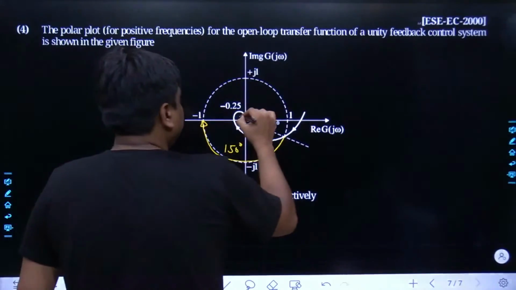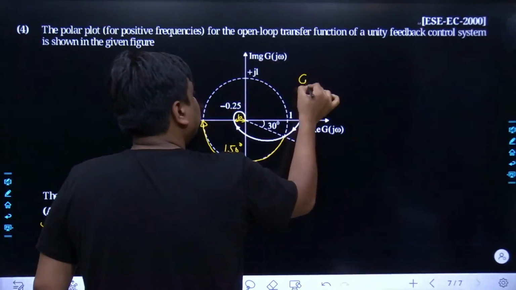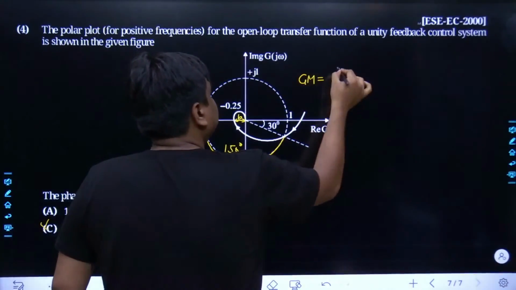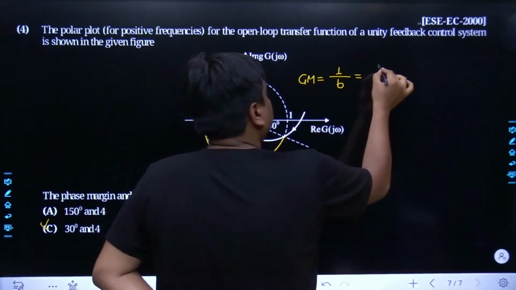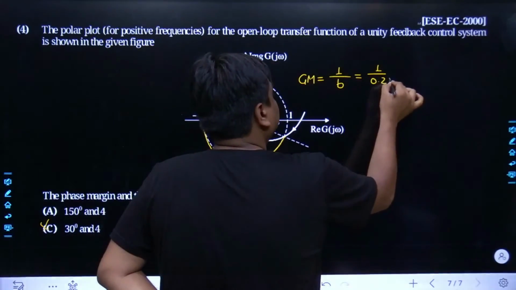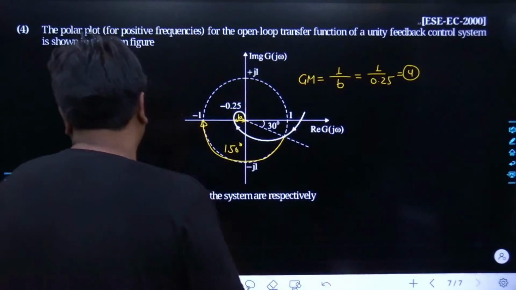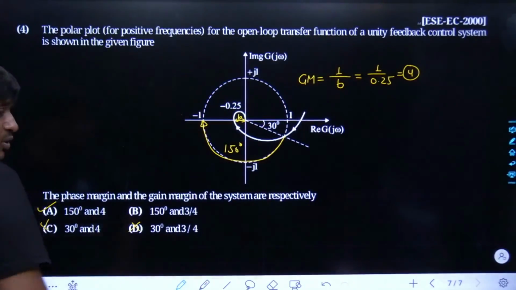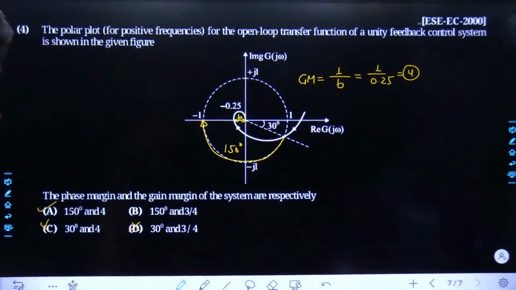Similarly, if we talk about the gain margin, this is the factor B. The gain margin in linear scale is simply going to be 1 divided by B, and here it's going to be 1 divided by 0.25, and hence the answer is going to be 4. The gain margin in linear scale is 4, and the phase margin is simply going to be 150 degrees. So what's the best answer? The best answer is going to be A.